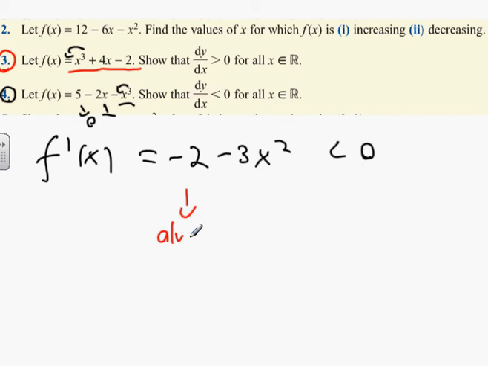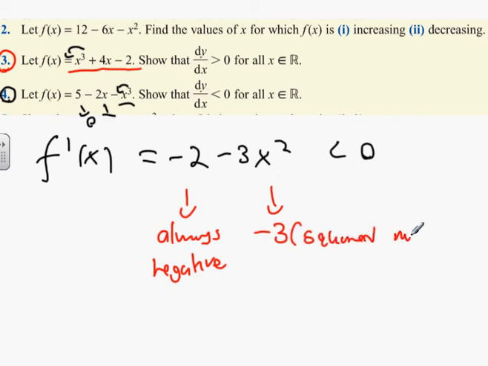Minus 2 is always negative because minus 2 is always minus 2 no matter what you do with it. Okay, what about this part here? Minus 3 times a squared number. What can you tell me about minus 3 times a squared number? A squared number is always positive. We agreed on that in the last question.